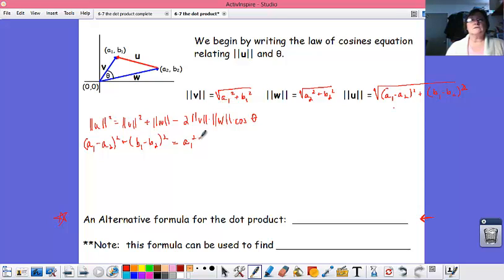And so if we square the magnitude of v, we lose the radical. It's a1 squared plus b1 squared plus the magnitude of w squared. Well, that's going to be a2 squared plus b2 squared. And then it's this, minus 2, and I'm going to leave these alone: magnitude of v, magnitude of w, times the cosine of our angle theta. That doesn't look a whole lot better right now, but we're going to make it look good.